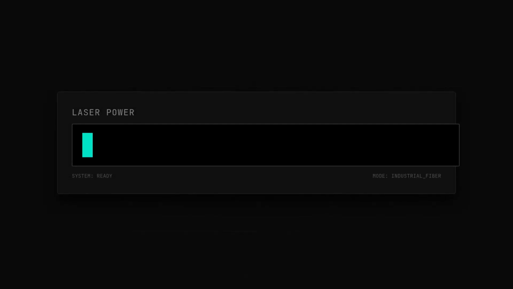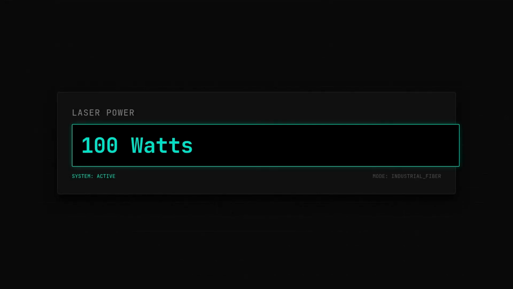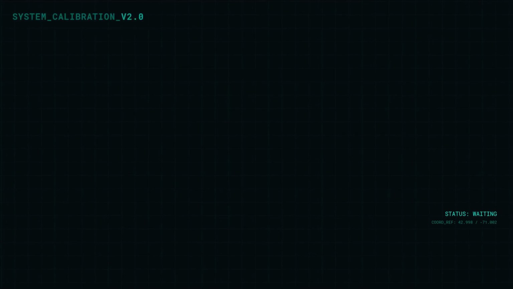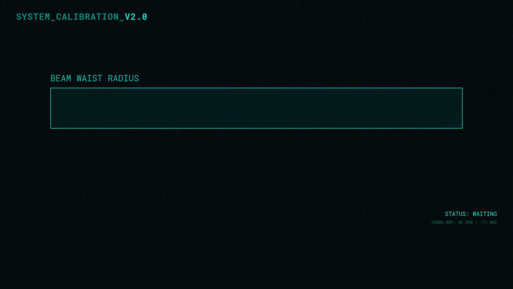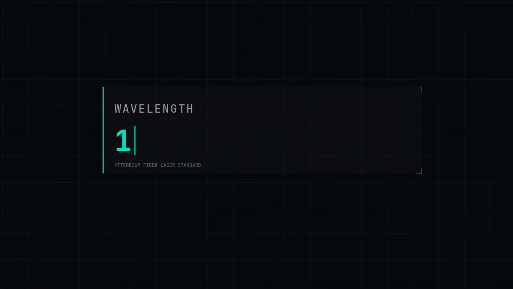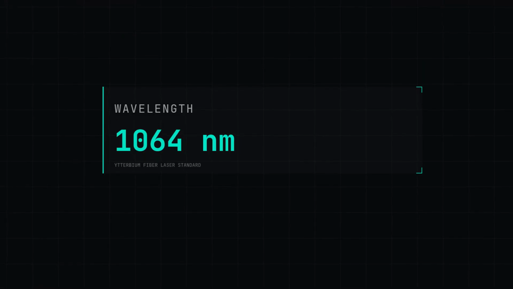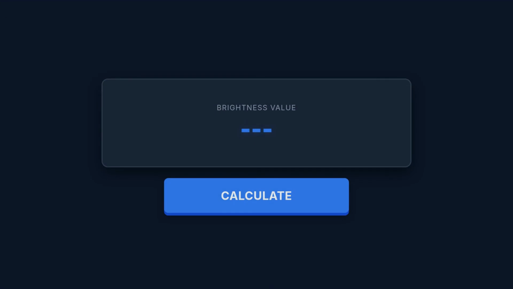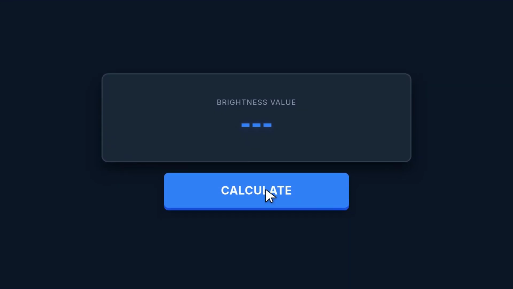Let's work through a practical example. For a typical industrial fiber laser, enter 100 watts for laser power. Set the beam waist radius to 0.5 millimeters. Input 2 milliradians for the full divergence angle. Enter 1064 nanometers for the wavelength, common for ytterbium fiber lasers. The calculator will instantly compute your laser's brightness value.